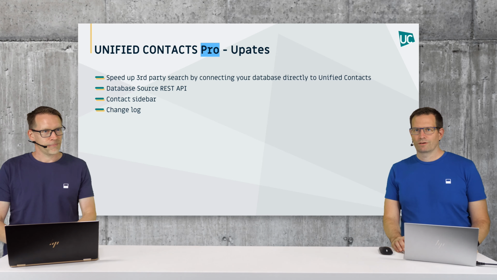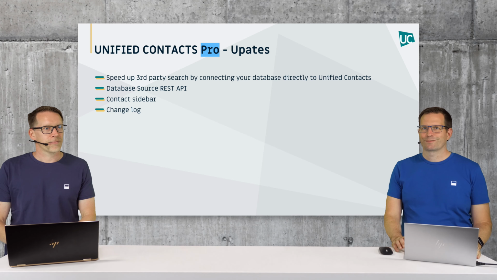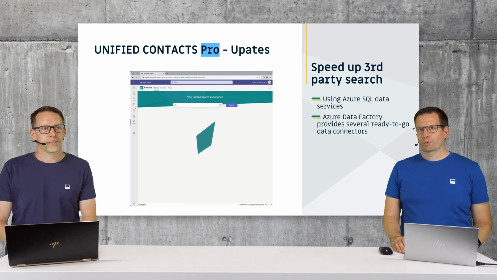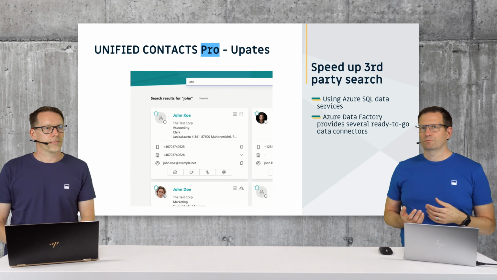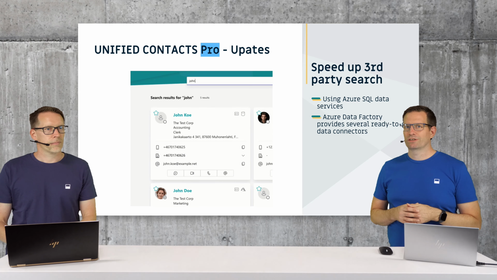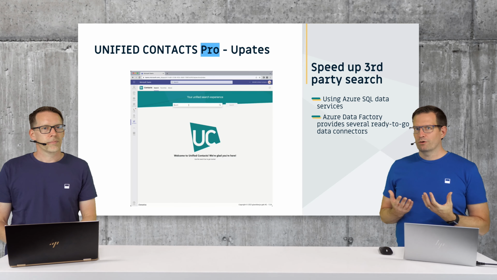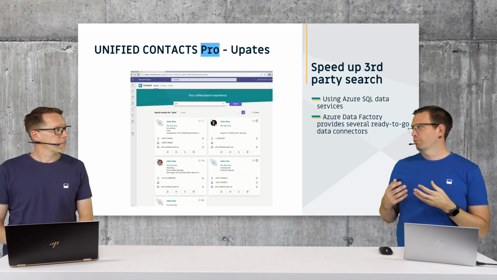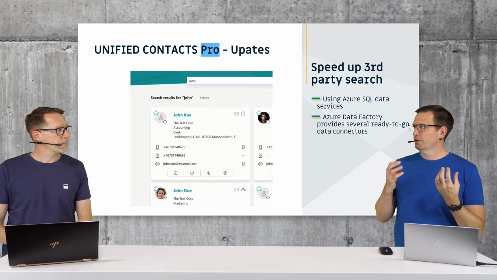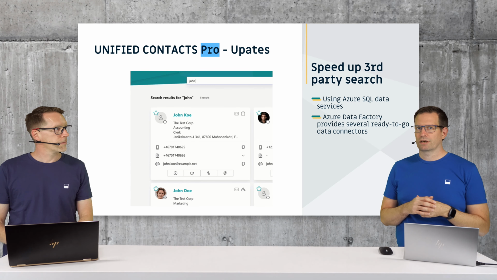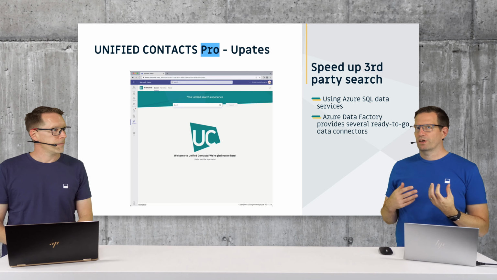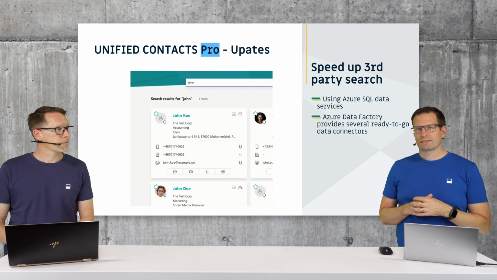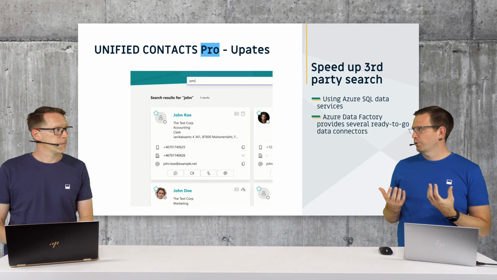So let's start with the first big thing from our perspective: the speed up of third-party search. When you already know Microsoft Teams and the Unified Contacts Pro Edition, you know that we use SharePoint Online lists to import data from a CRM system to SharePoint and to search these contacts via SharePoint. We had the feedback that it takes too long to get the results. And here we searched for a way to improve it.